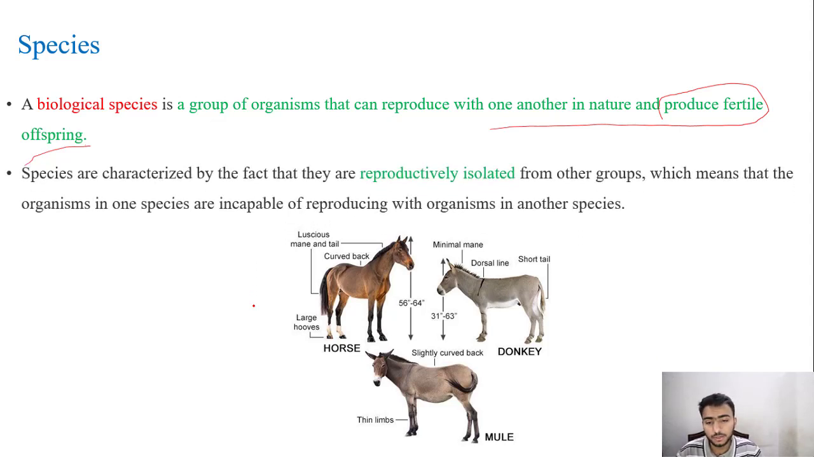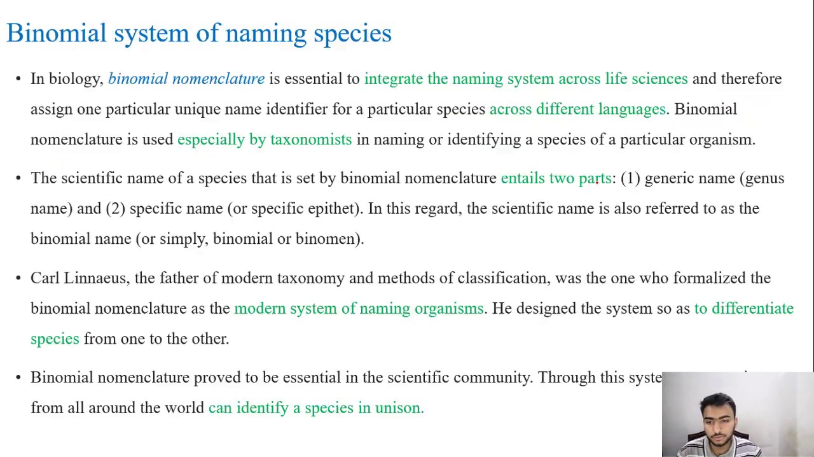Species are characterized by the fact that they are reproductively isolated from other groups, which means that organisms in one species are incapable of reproducing with organisms in another species. So our example of horse and donkey makes more sense now, because a horse can mate with another horse, or the female horses, but not with a donkey. Although it can mate with a donkey, it cannot produce a fertile offspring, which is important for this definition of species. So therefore, species, this is important, are reproductively isolated from other groups. So guys, this is to be noted in this definition.